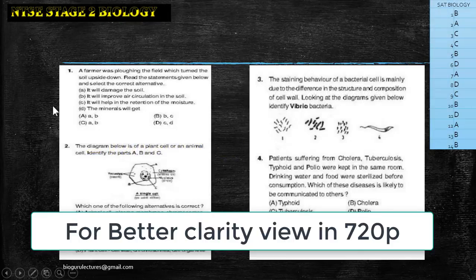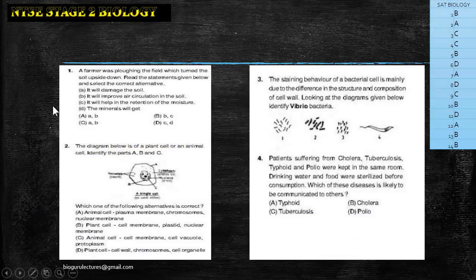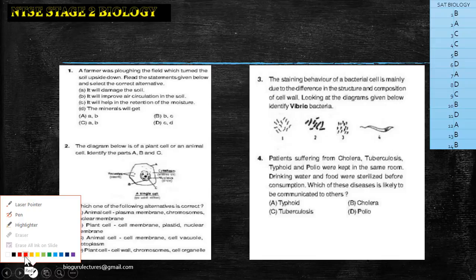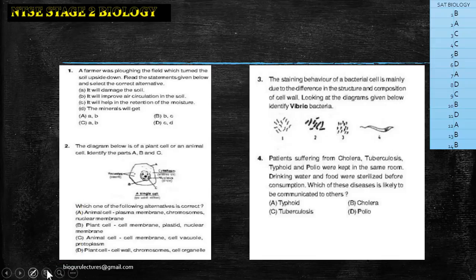Now we'll see the first question. A farmer was plowing the field which turned the soil upside down. Read the statements given below and select the correct alternative. So we knew the plowing is a step that is specially meant for the air circulation of soil. So B is the right one, and it helps retention of the moisture. So absolutely, we can go with these two options, whereas the other ones may not be right ones. So here we can go with option B.